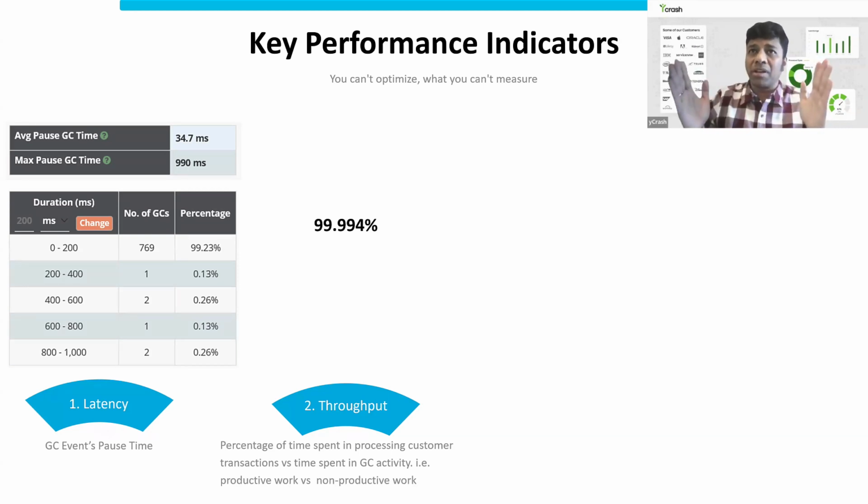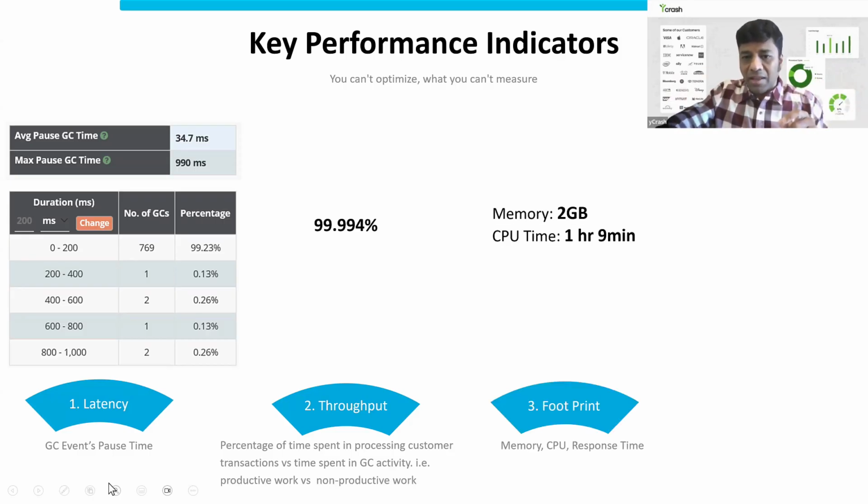In a 24 hour period, how much time is my application spending processing customer transactions and how much time is it spending processing GC activity? Latency is basically one single event's duration. Throughput is the cumulative time. The third one is the footprint.